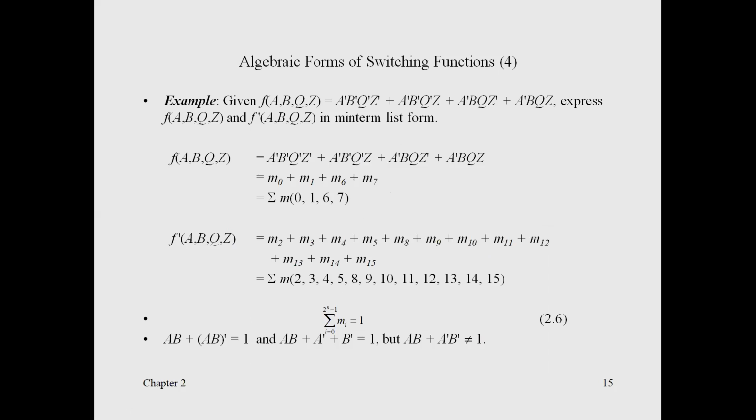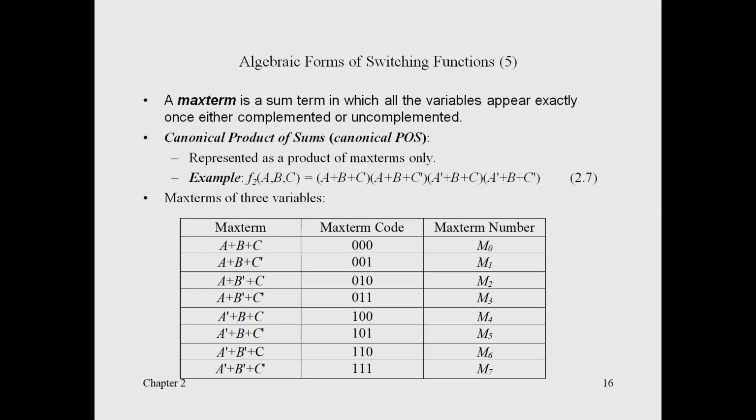Okay. Now let us consider POS, product of sums. Now reversely, it is represented as max term. Okay, and here you can see a plus b plus c. So it is not 0, it is not 1, 1, 1.